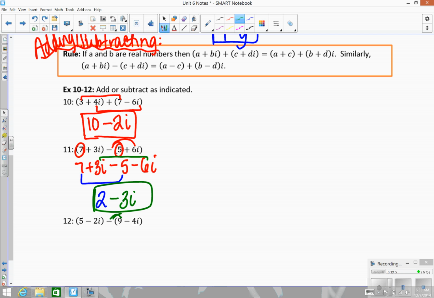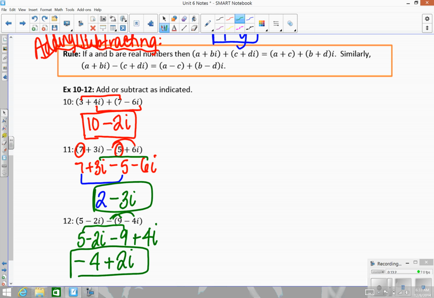And then same with this one, I'm going to go ahead and distribute that negative. So I have 5 minus 2i, I can drop those parentheses, distribute the negative, and then you just combine your like terms. So we have 5 minus 9 gives me negative 4, negative 2 plus 4 is going to give me plus 2, and then keep the i. So that's really it for adding and subtracting. It's really just combine your like terms. So combine the a and the c values, which are your real number parts, and then combine the b and d, which are the coefficients of the imaginary numbers.